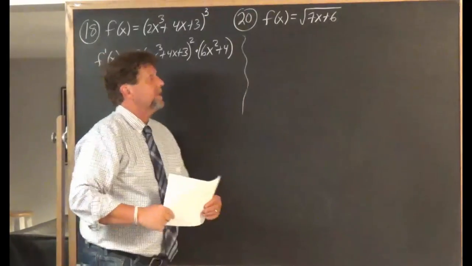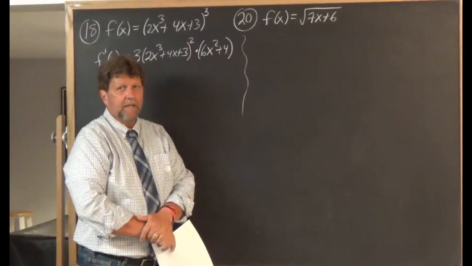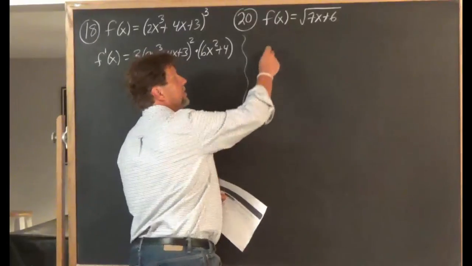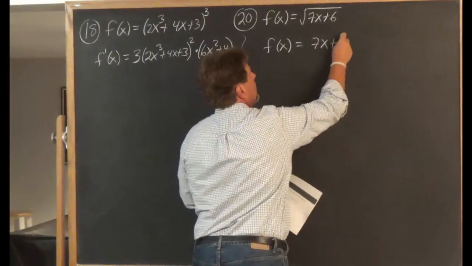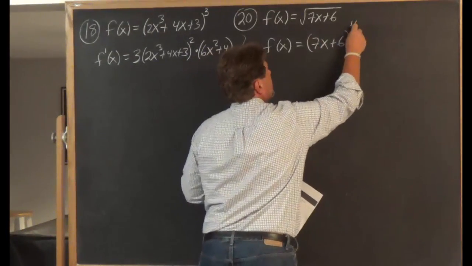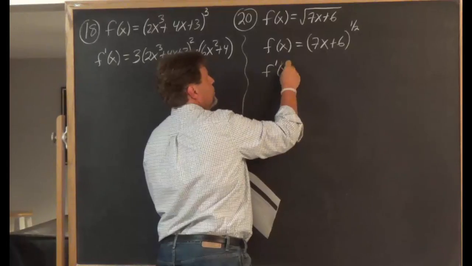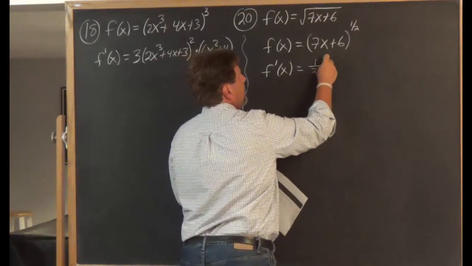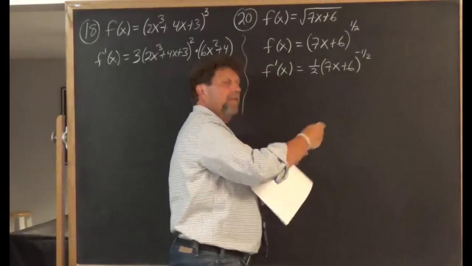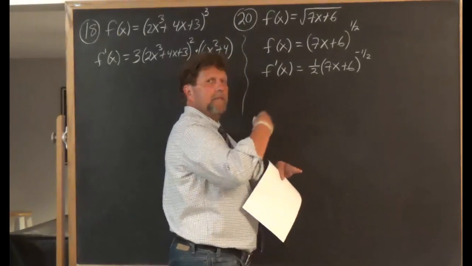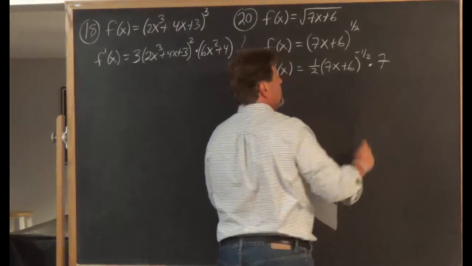So 20, you were asked to differentiate f of x equals the square root of 7x plus 6. Here I think a little algebra is in order to get us started. In other words, rewrite the square root as 7x plus 6 to the 1/2 power. Then the calculus is pretty straightforward. The derivative is 1/2 times the quantity 7x plus 6 to the negative 1/2. So that's the derivative of the outside times the derivative of the inside. Well, the derivative of 7x plus 6 is just 7.